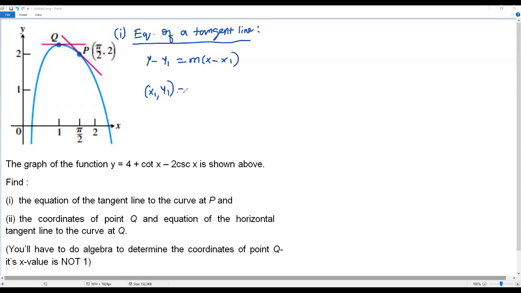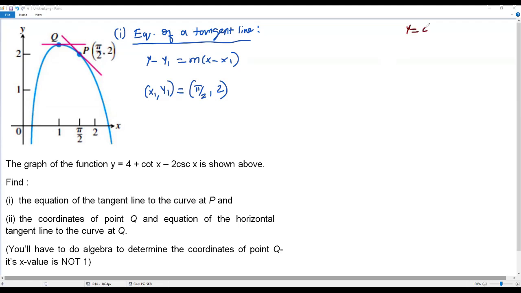So (x1, y1) must be the point P, that is (π/2, 2). To get the equation of the tangent line, we still need the slope. What do we have to do to get the slope of the tangent line? We have to find the derivative of the given function, that is, dy/dx. The dy/dx represents the slope of the tangent line. So let me do it over here.